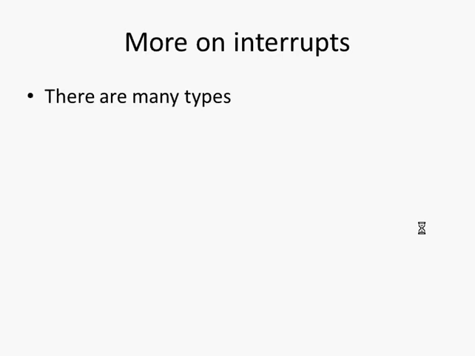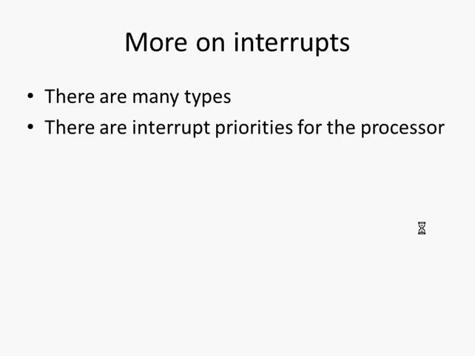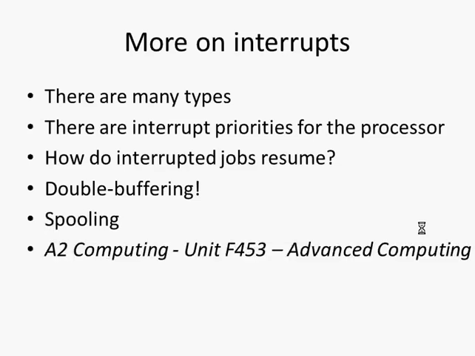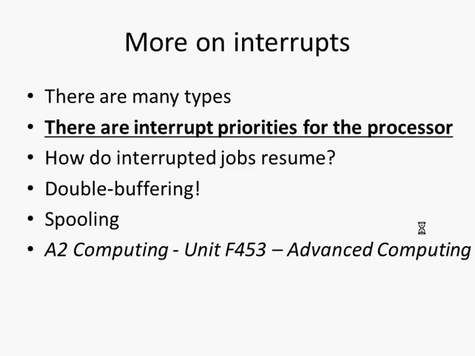A little bit more on interrupts. There are many different types of interrupt, and therefore the processor will prioritize different interrupts in case it receives more than one at the same time. You might ask, how do interrupted jobs resume once they've been interrupted? There's also something to think about called double buffering and also spooling, and you'll find out lots more about these things if you go on to study at A2 computing and that particular unit. One thing you might need to know for your AS exam is about this prioritizing of interrupts.